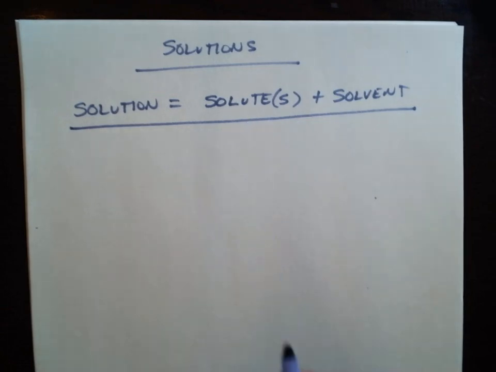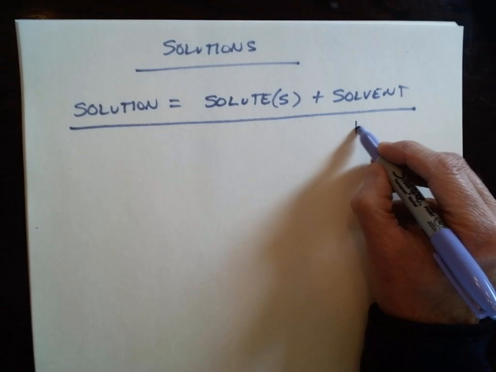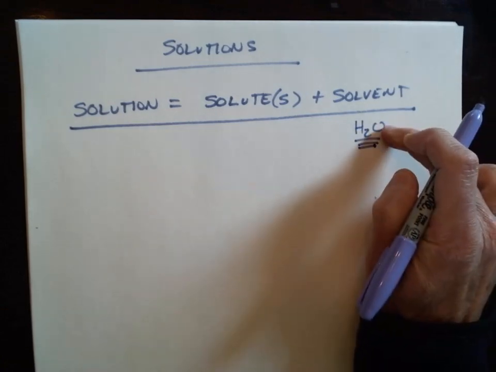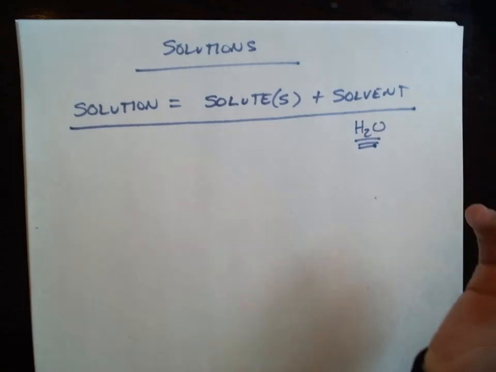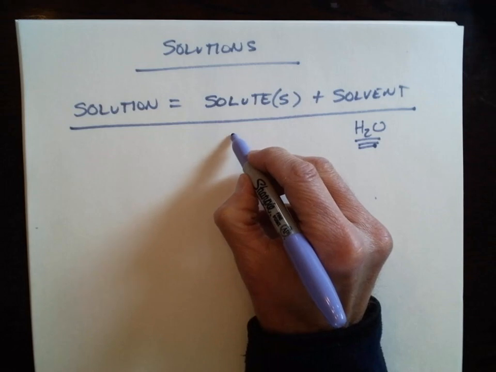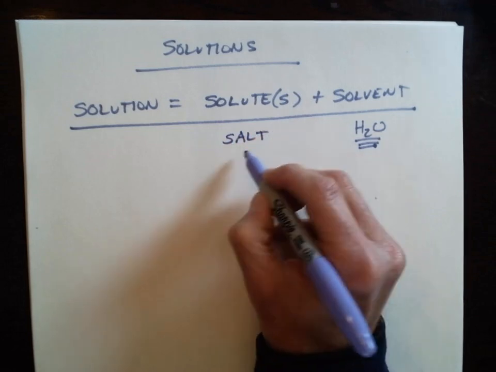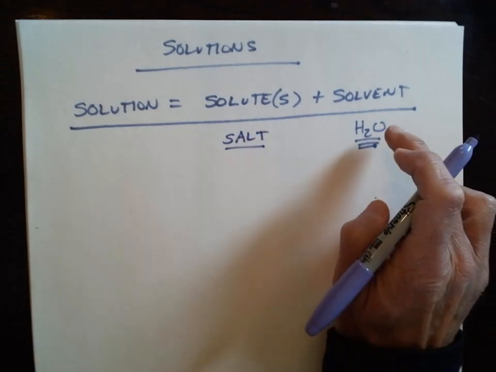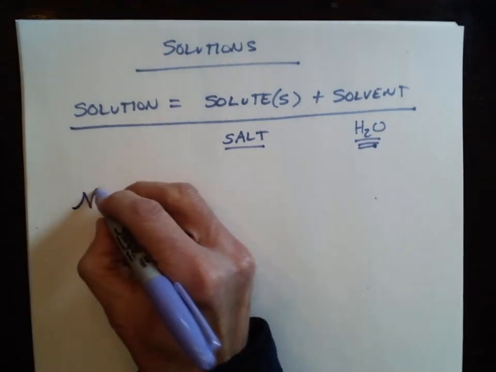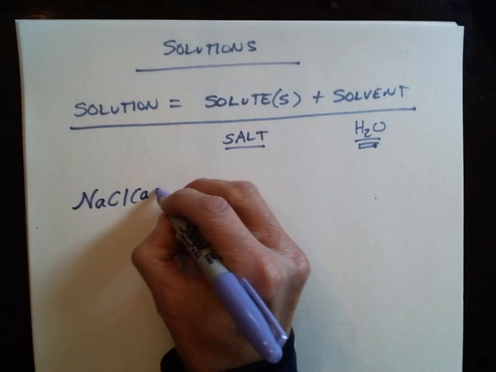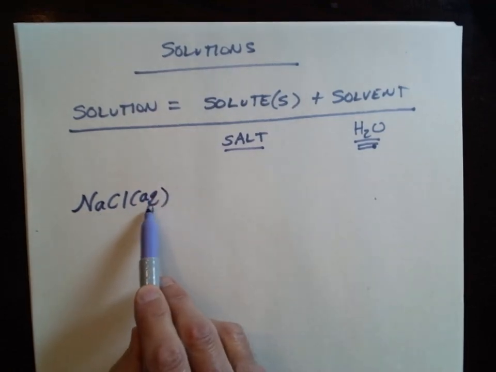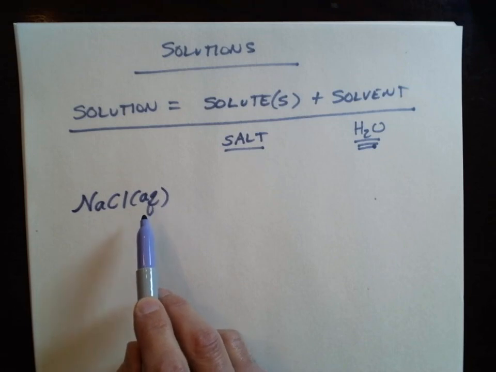In our class, we're almost always going to deal with aqueous solutions, in which water is the solvent. So water is going to be the substance that's present in the greatest amount, like salt water or sugar water or something like that. In salt water, salt would be the solute, and water would be the solvent. In aqueous solutions, like a sodium chloride solution, we'd write it like this. We just write sodium chloride, aqueous. This means the sodium chloride is dissolved in water.